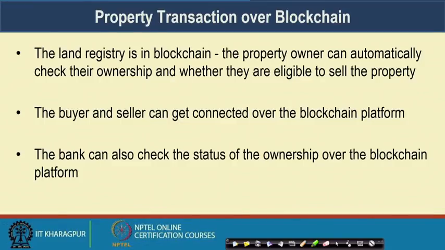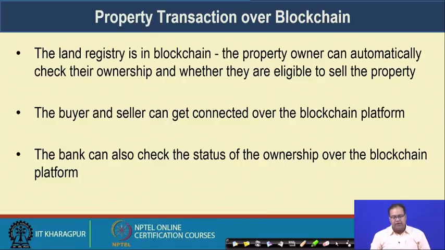Now, here blockchain can make the entire thing very simple. Let us see how. If you put this land registry record, or at least access to the land registry record, on a blockchain, the property owner can automatically check their ownership and whether they are eligible to sell the property by contacting this online blockchain-based platform. Again, the buyer and seller can get connected over another blockchain platform as well, a kind of business to business B2B platform, or business to customer B2C platform.